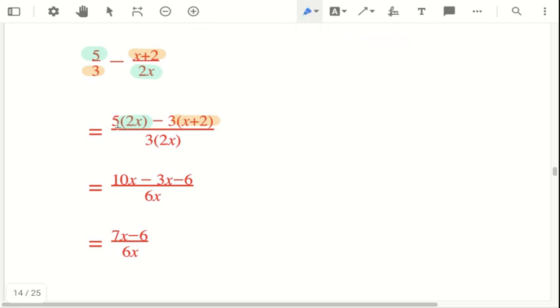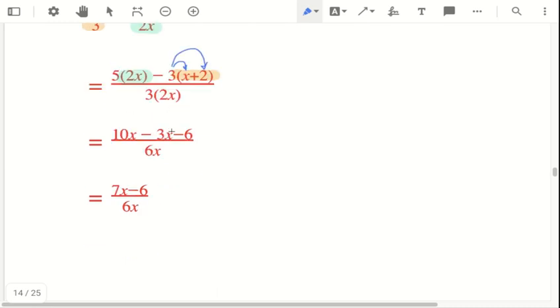So when you expand, 5 times 2x is 10x minus 3x. Okay, and then minus 3 times 2 is minus 6. So then 10x minus 3x gives us 7x. So 7x minus 6 gives us 6x.